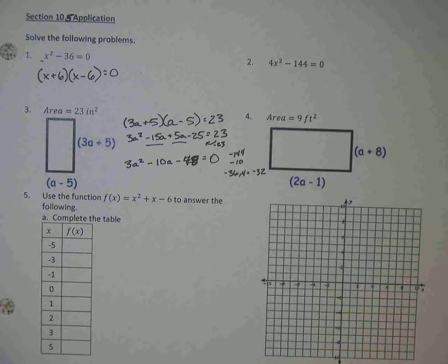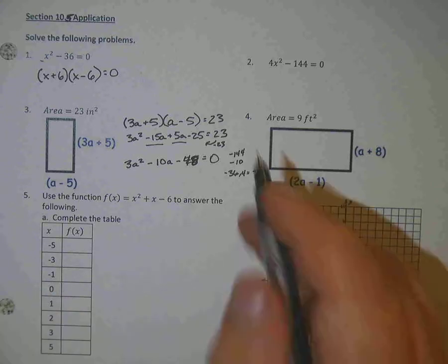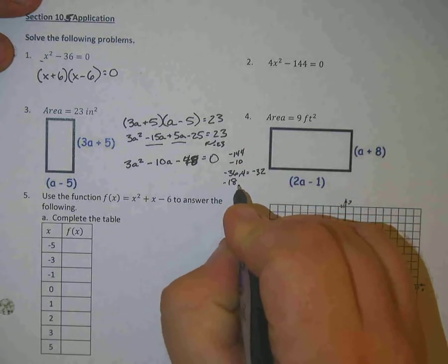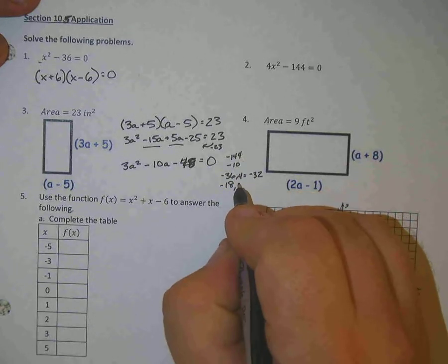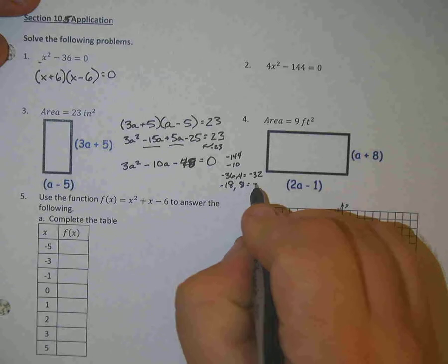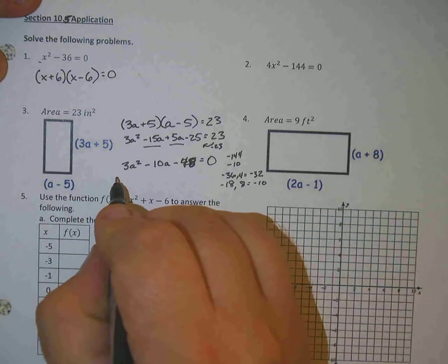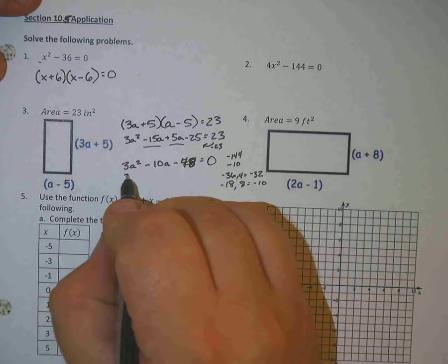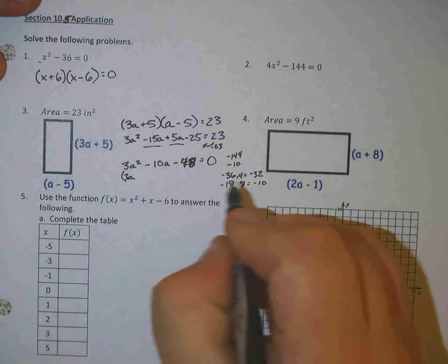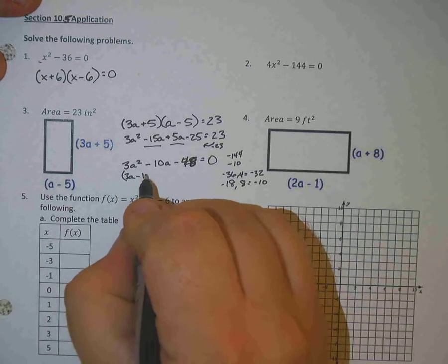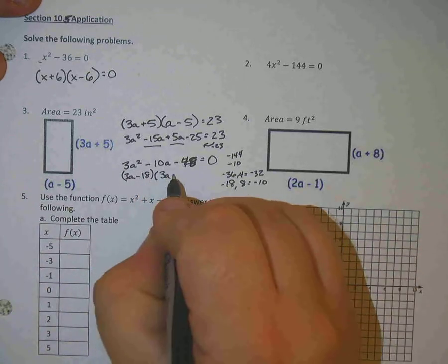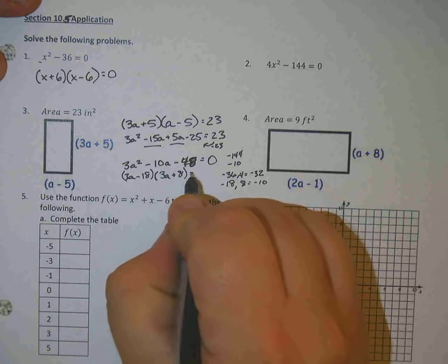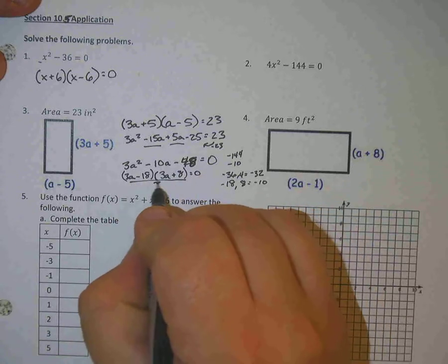Negative 18 would be the next one. And negative 144 divided by 18 is going to give us 8. And those differ by negative 10. So if you remember on the factoring, you have 3a minus 18, and 3a plus 8, equals 0. That's all divided by 3.